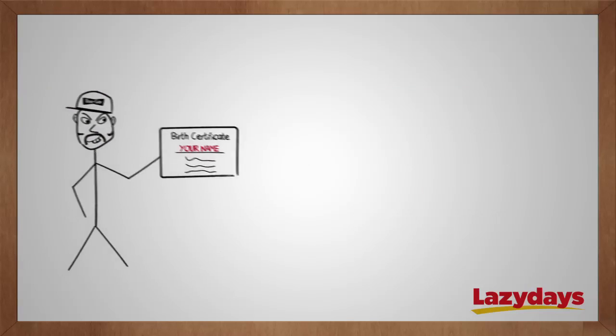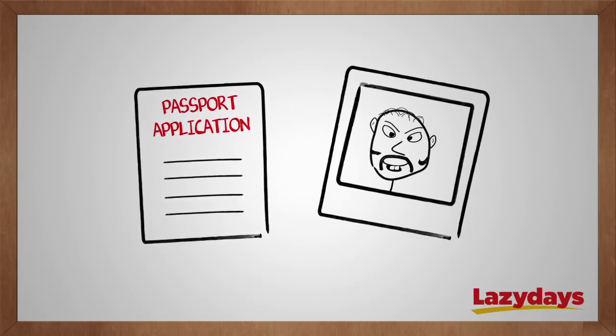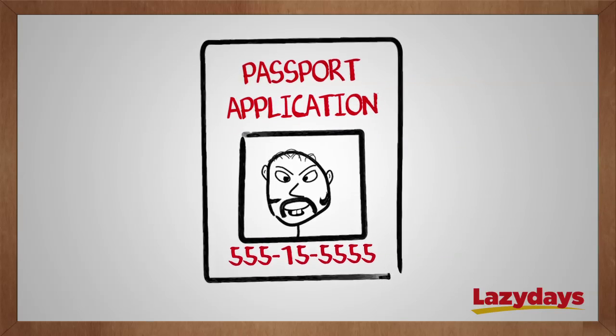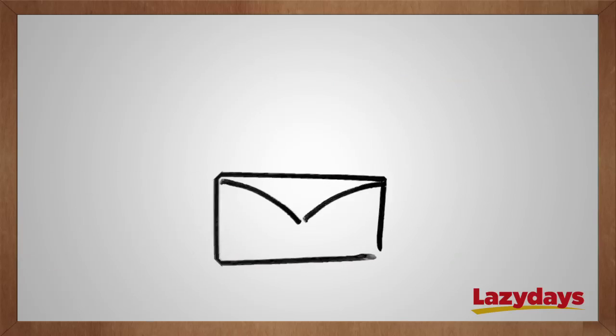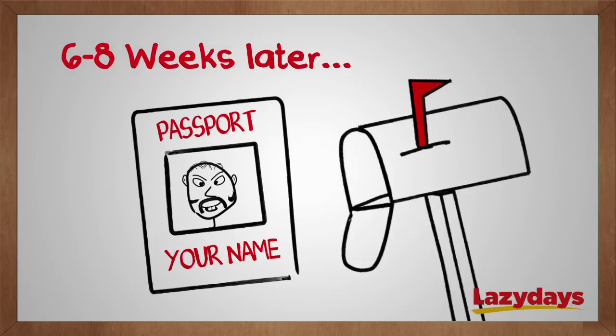What can he do with it? He goes down to the post office and he gets a passport application. He goes and gets his passport picture taken. He comes back, he fills it all out because he's got your social security number because it was in one of those emails. He tosses in a couple of $100, sends it to Atlanta, and about 6 or 8 weeks later he's got a passport with his picture and your name. Now if he can find your bank, he can do some damage.